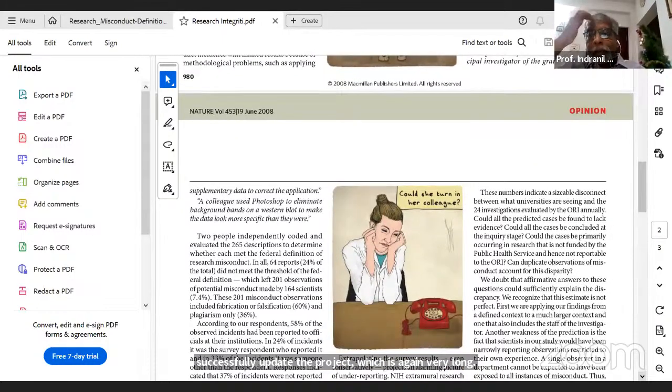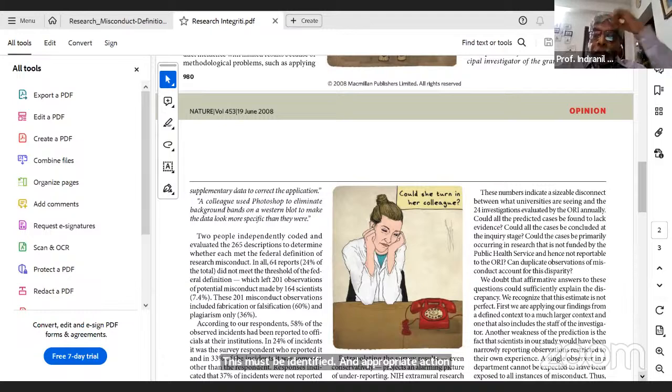Now, see this, I was talking about research images and all that. A colleague used Photoshop to eliminate background bands on a Western blot to make the data look more specific than they were. You were not getting good images out of your experiments, and then you do some Photoshopping, you play with the images to make sure that the data look good. Again, these are very, very wrong conducts, and this must be recognized, this must be identified, and appropriate action initiated so that these practices are not repeated in future.